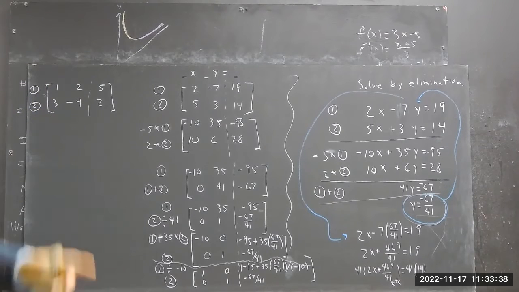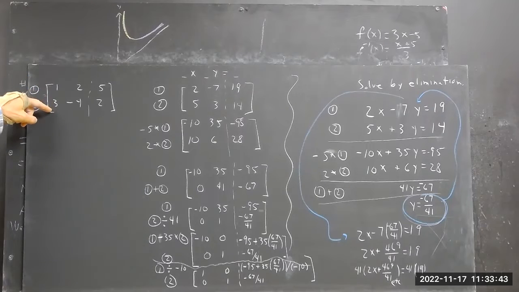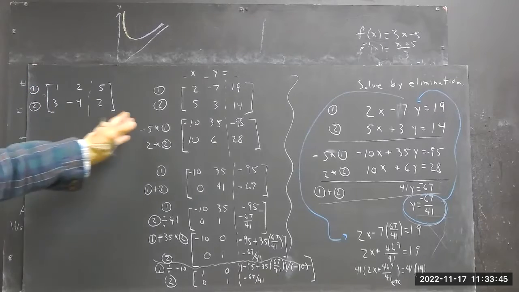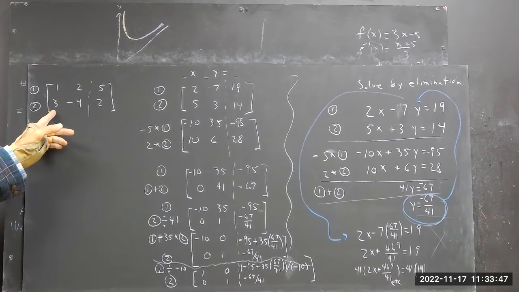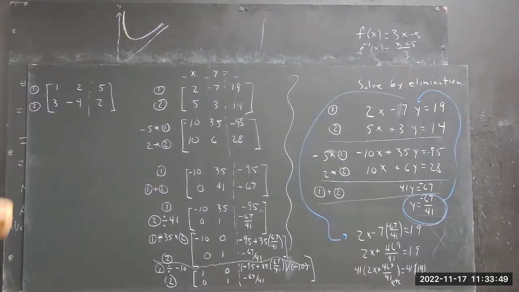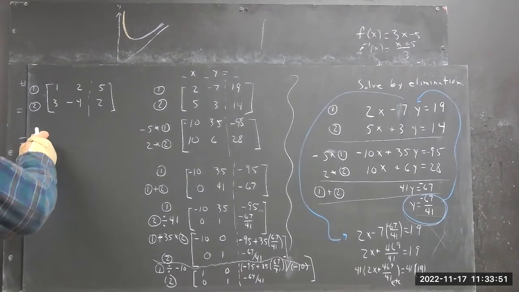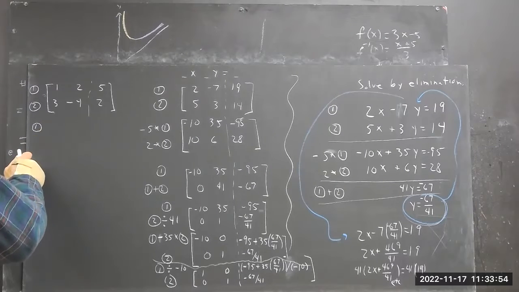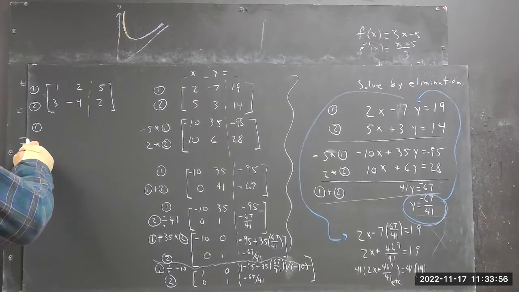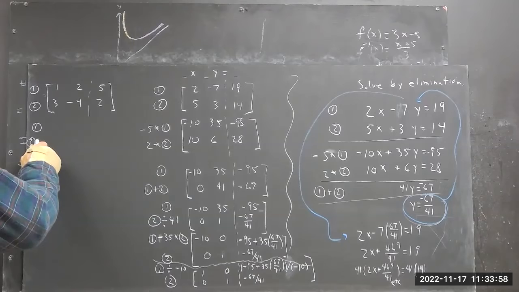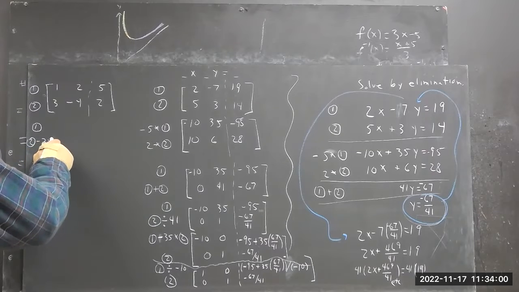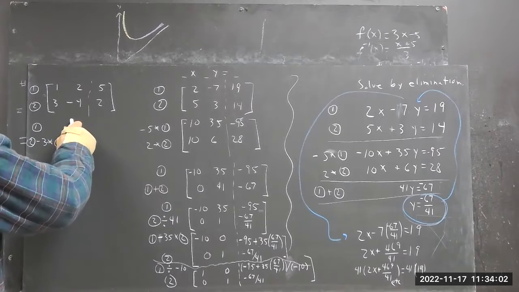It would be -3, right? If you do -3 times this and add to this, it's going to wipe out the number here. You're going to end up with a 0 here. So we're going to do row 2 minus 3 times equation 1.